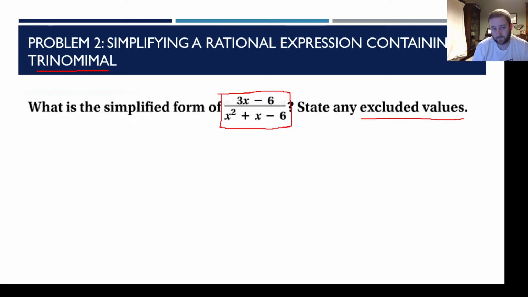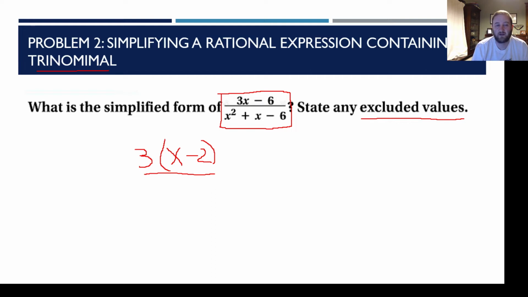Okay. So first, the top. We want to factor out the GCF first. So 3x minus 6, we have a GCF of 3. So it becomes 3 times x minus 2 on top. On the bottom now, we've got x squared plus x minus 6. Okay, now we want to factor this.